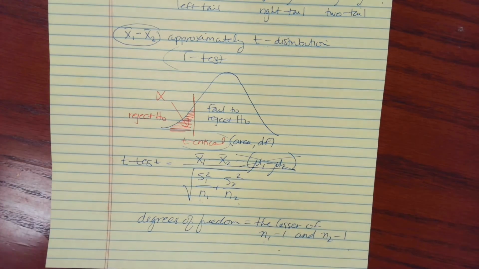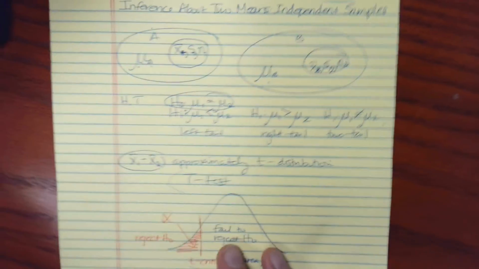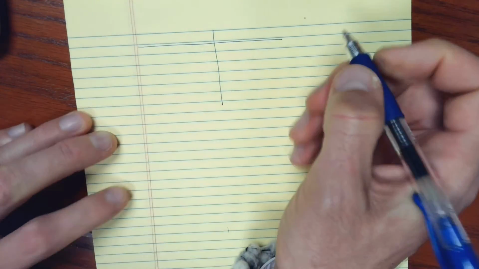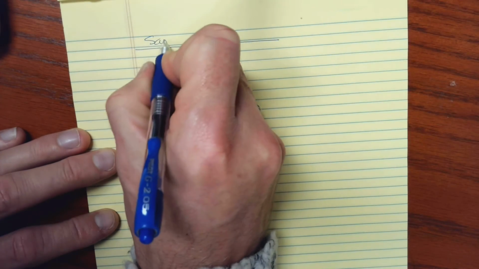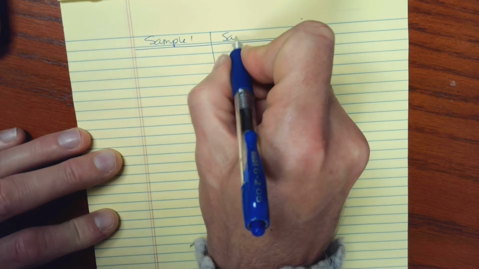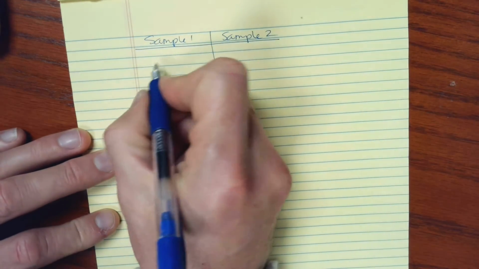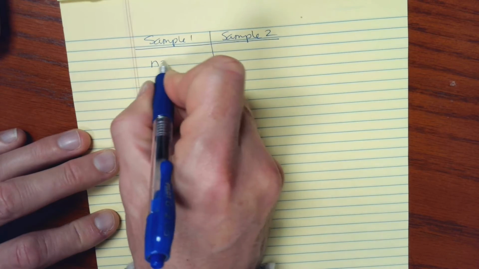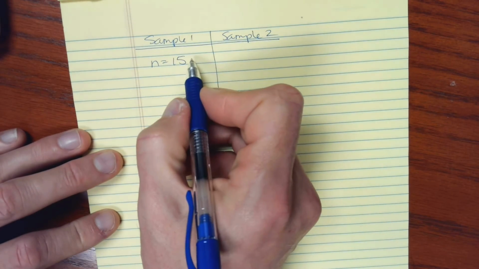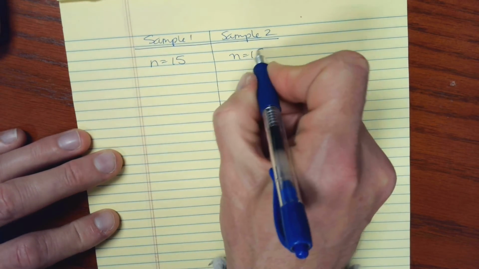All right, so let's look at how we can use our calculator to give us a little shortcut here. Let's say that we have summary information from 2 different populations. We'll call this sample 1, and this is going to be sample 2. And we have n equals 15. That was the sample size for the first group, and maybe it's the same over here.